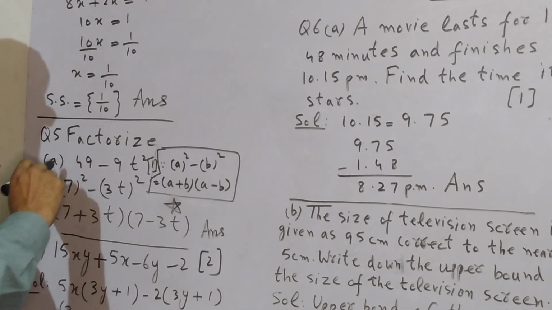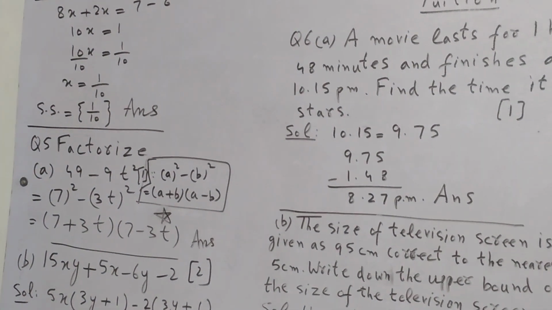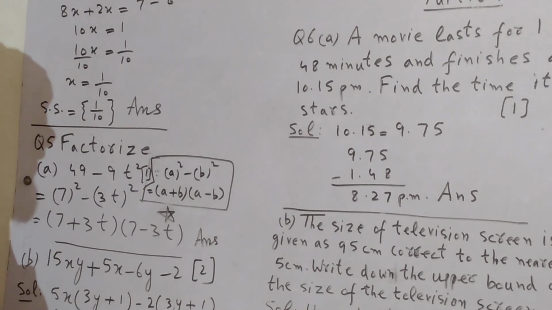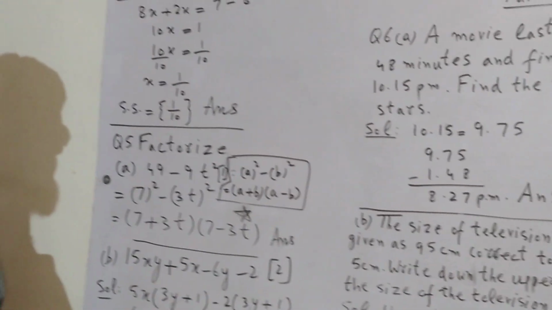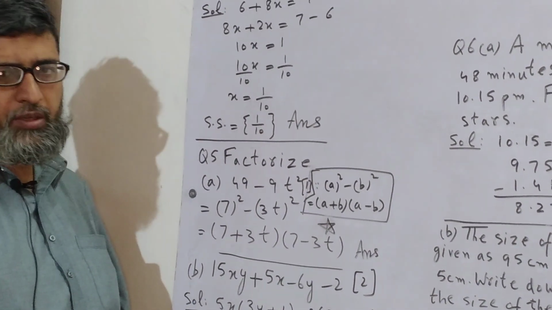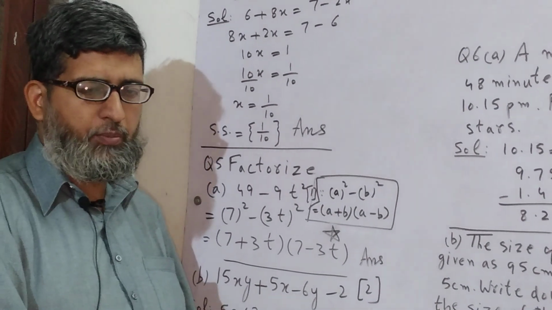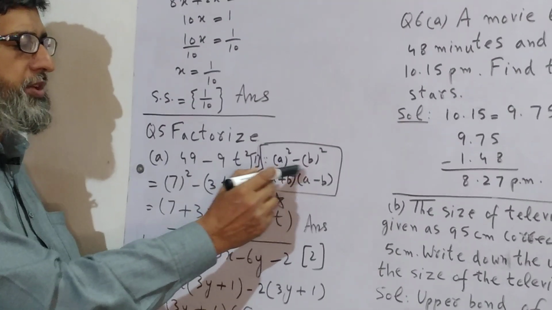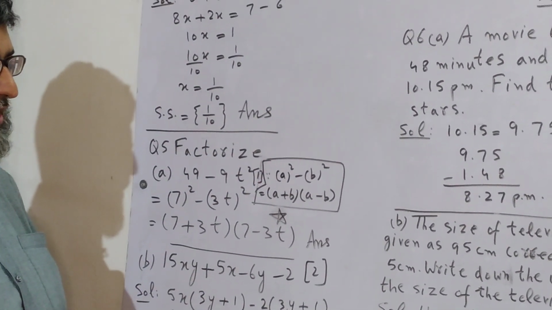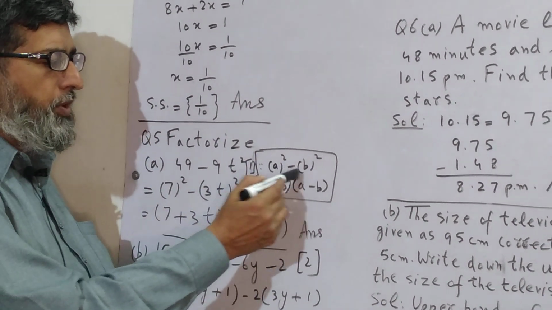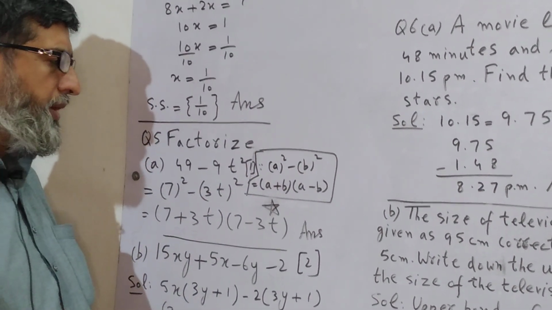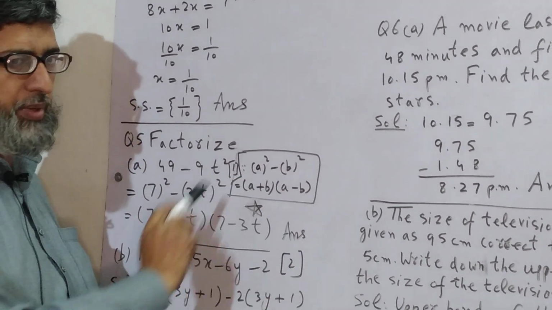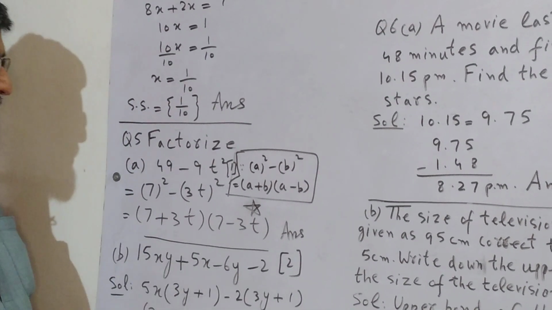Now our next question is to factorize, question number 5. The first part is 49 minus 9t square. Its weightage is just 1 mark. Now we are going to solve it by factorization. There are different types of questions and different formulae for factorization. Here the formula used is a square minus b square is equal to a plus b into a minus b. That means if we have two perfect squares with a negative sign between them, then we write it as first term plus second term into first term minus second term.